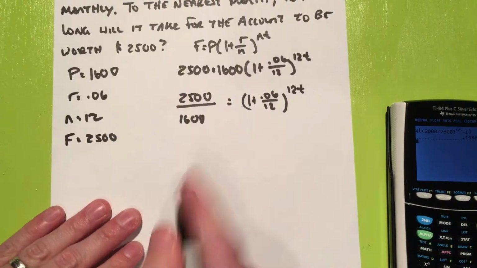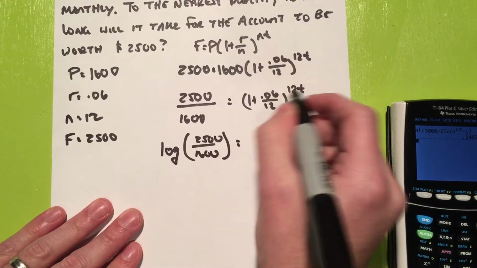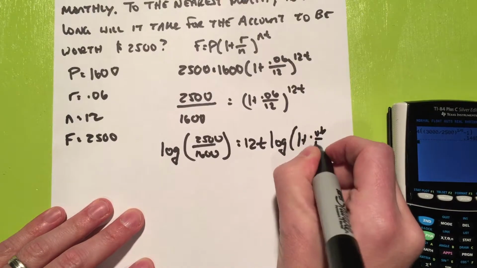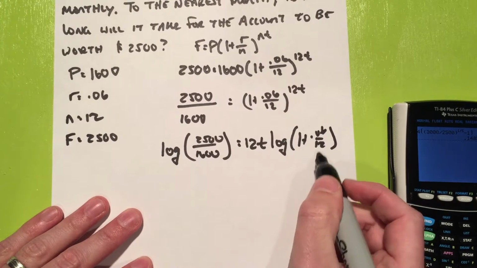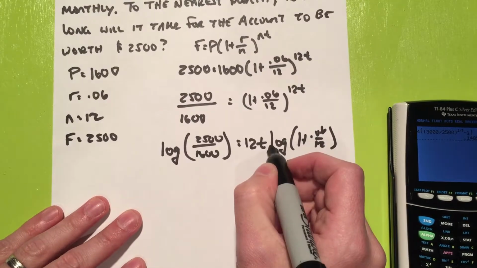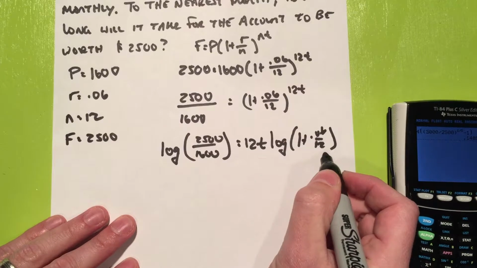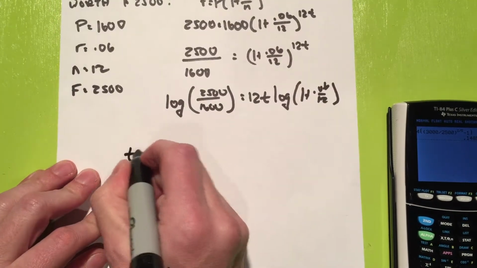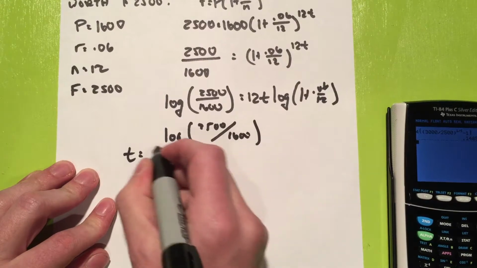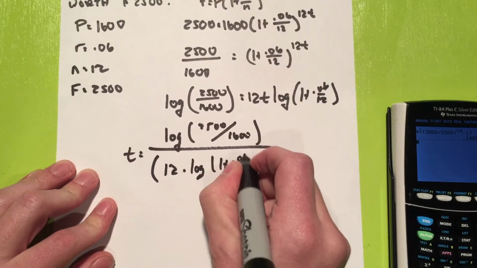At this point, the outermost piece is that exponent. We're going to log both sides. So we've got log of 2,500 over 1,600 equals the variable. The whole exponent comes out in a multiplication. 12t log 1 plus 0.06 over 12. Now once again, I'm going to save everything to the very end, plug it in the calculator all at once. This becomes multiplication, 12 multiplied by t multiplied by log 1 plus 0.06 over 12. Well, to cancel multiplication, we are going to divide. So I will divide both sides by 12. I will divide both sides by log 1 plus 0.06 over 12. That will leave me with t. Doing so, we're going to have t equals this side, log 2,500 over 1,600 divided by, be careful with your parentheses, 12 times log 1 plus 0.06 over 12.